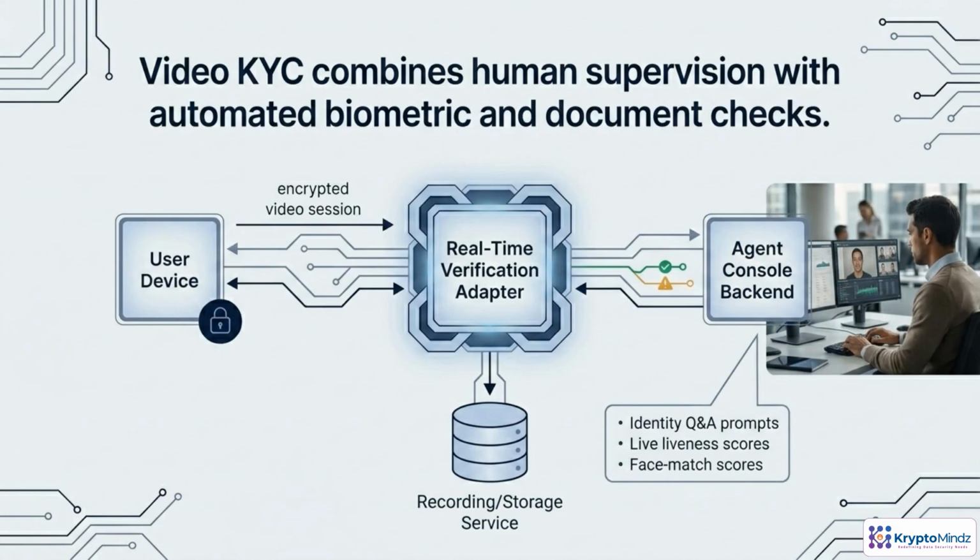Video KYC is essentially a controlled, encrypted video call wrapped around multiple verification services. The customer talks to a human agent, but in parallel, the platform streams liveness checks, face match scores, and scripted identity questions into the agent console in real time. The agent sees structured signals, not just a video feed, and can approve, reject, or escalate. Architecturally, treat this as a specialized real-time adapter plus recording layer, not just generic video chat.